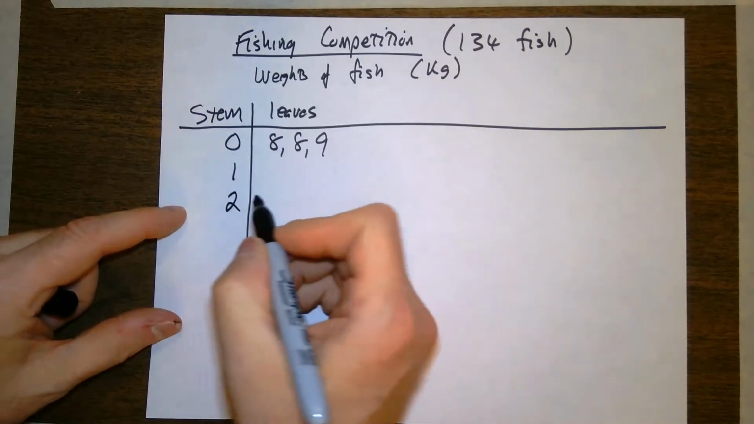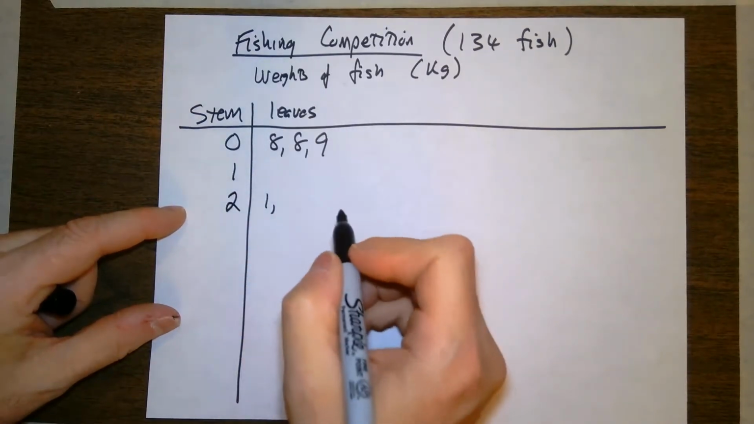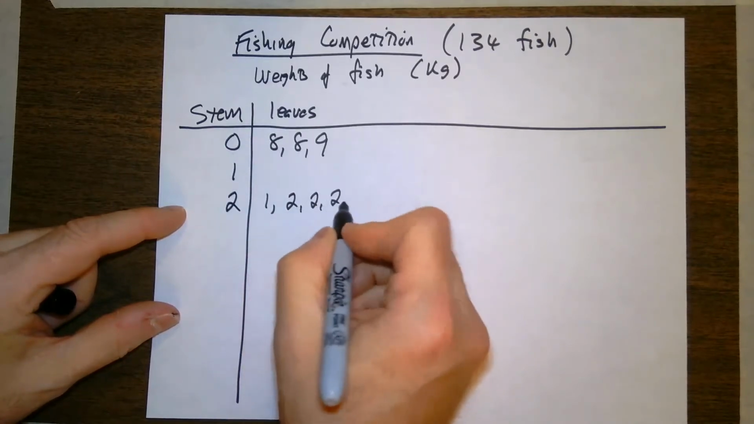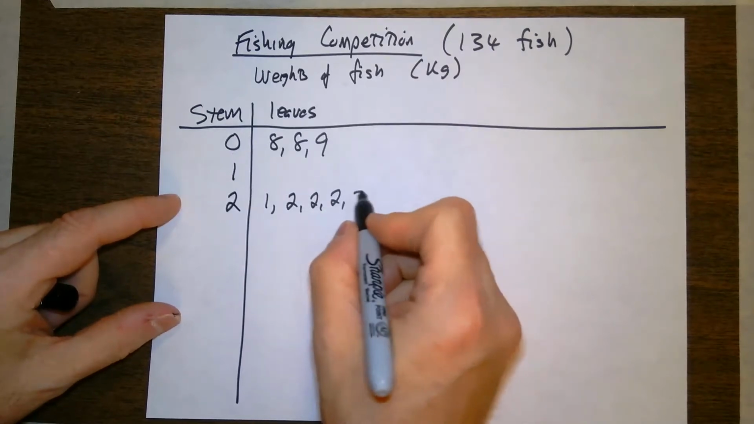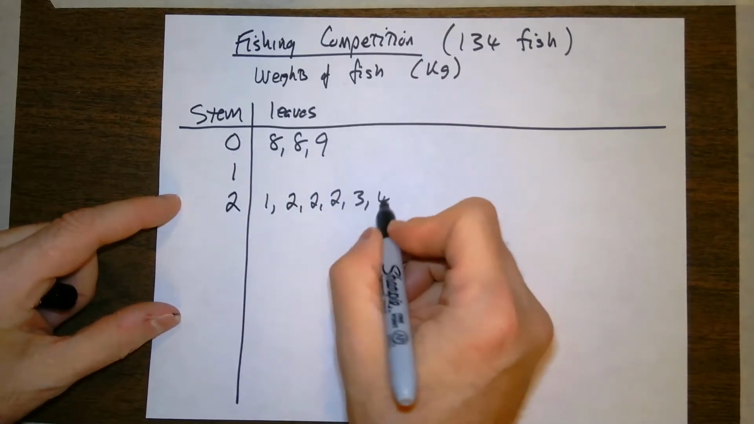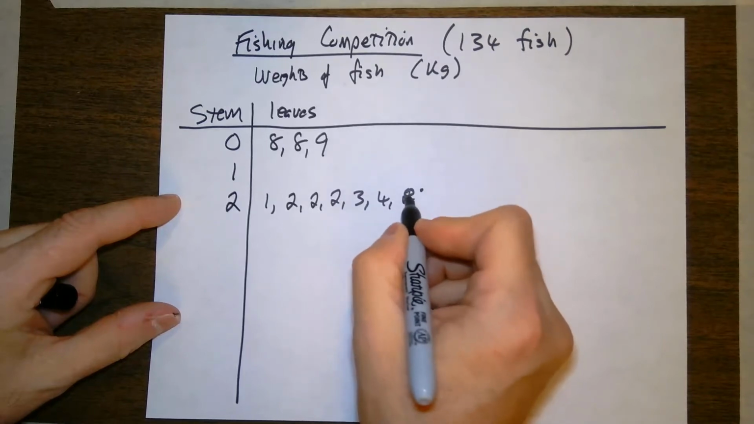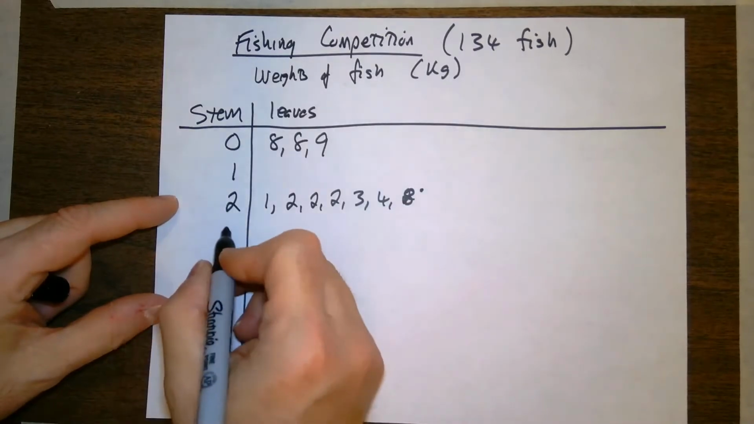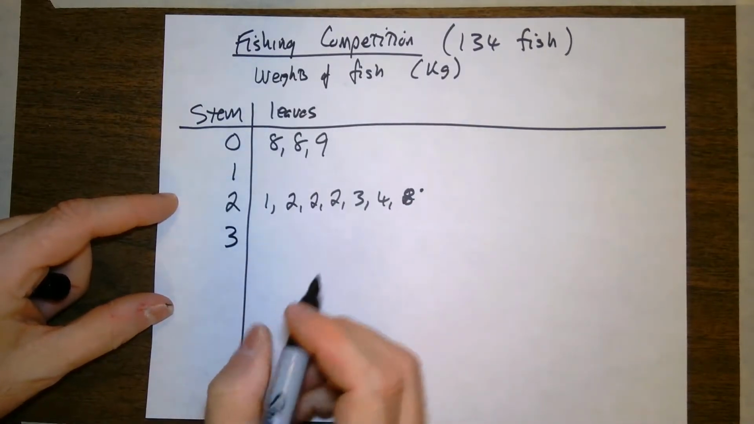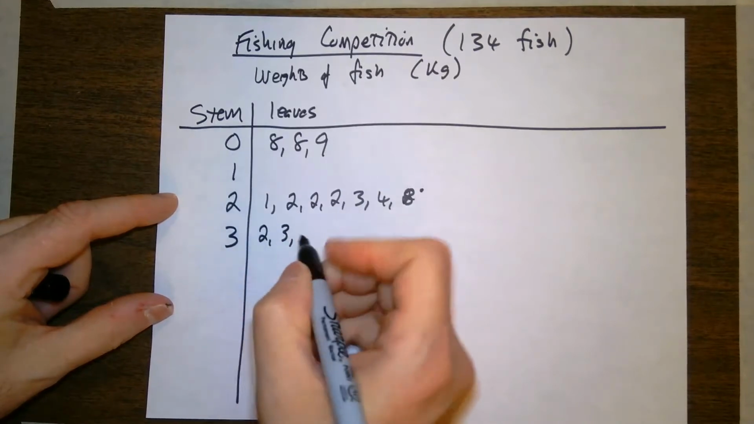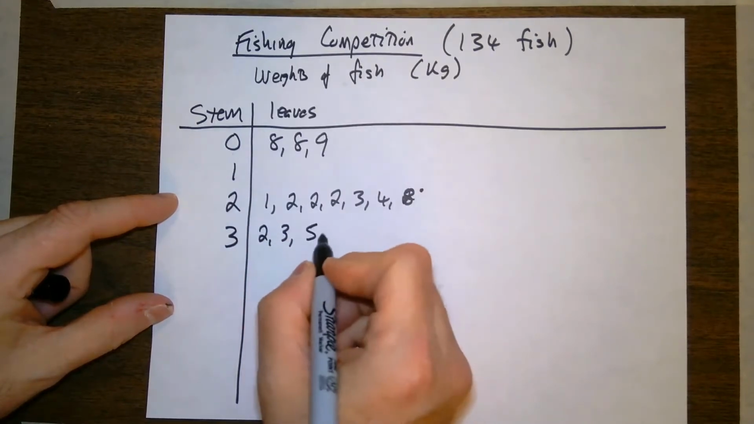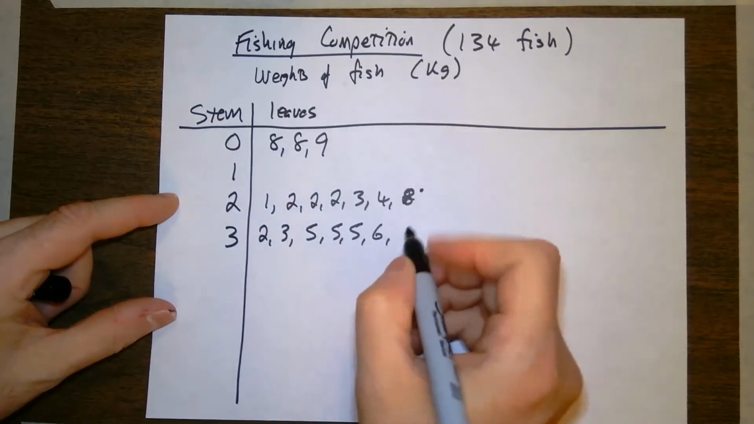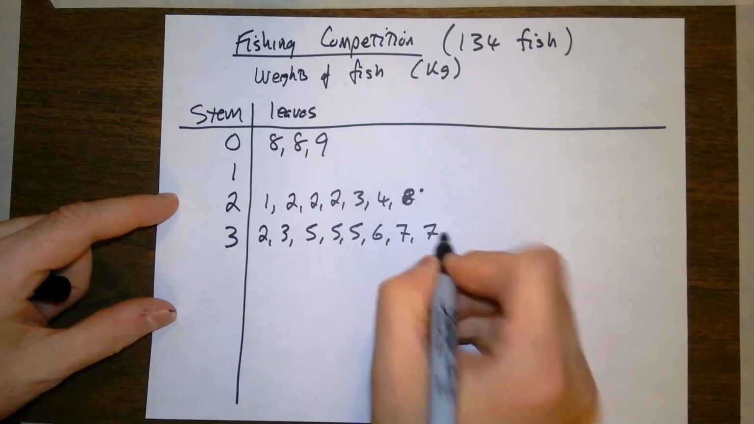Now in the 20s, I had a fish that was 21 kilograms, and then I had 3 fish that were 22, so 22, 22, and 22. And then I had a fish that was 23 kilograms, another one that was 24 kilograms, and 28 kilograms. I nearly put 28 there, but I just want to put the 8, just the leaf part. Then in the 30s of kilograms, I had a whole bunch of fish. I had a 32 and a 33 kilogram fish. I had 3 of them that were 35s, represented by 3 5s here. And then I had a 36 kilogram fish and 2 of them that were 37.